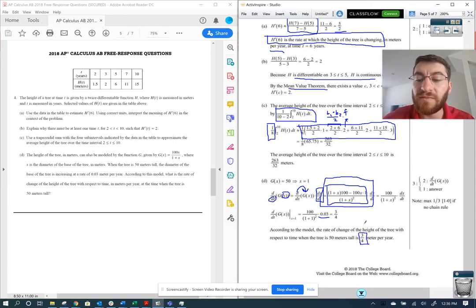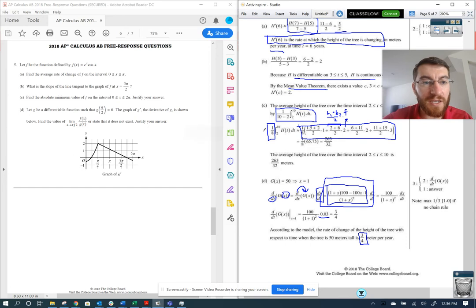Yeah, this is a pretty difficult problem because you have chain rule, implicit, and it's a quotient rule, and you've got some simplifying to do. I mean, it's a part D. You've got to expect that some of these are going to be pretty meaty. Okay, so we're moving on here.